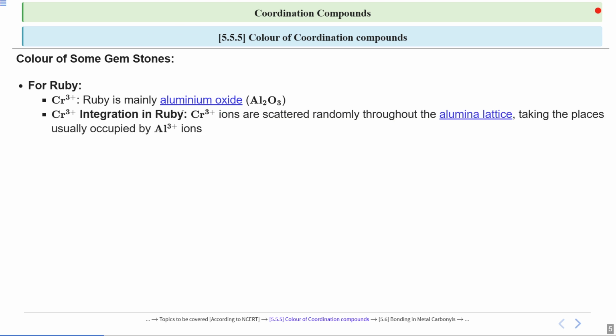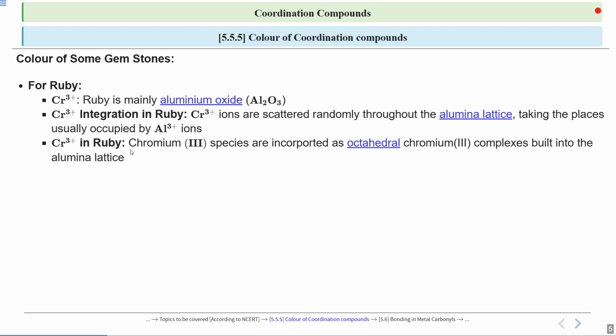Chromium 3 positive integration in the ruby. Now, how is the chromium 3 positive going to be introduced in the ruby? Chromium 3 positive ions are scattered randomly throughout the alumina lattice. Ruby is mainly aluminium oxide, and throughout this lattice, this structure, the ions of chromium 3 positive are scattered randomly, taking the places usually occupied by aluminium 3 positive ions.